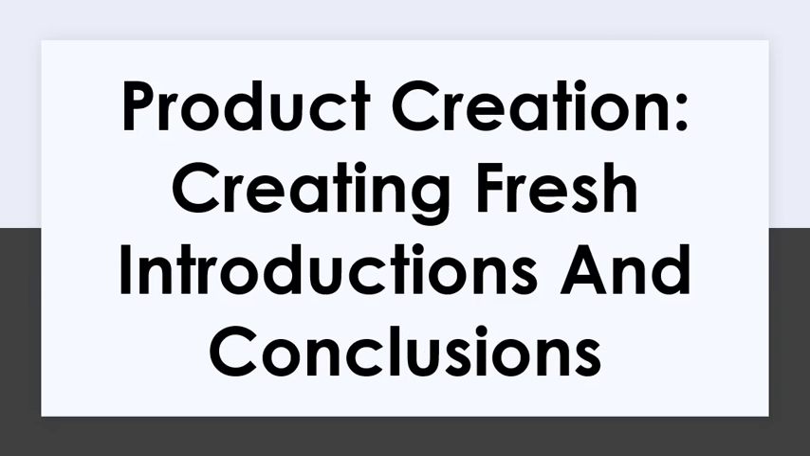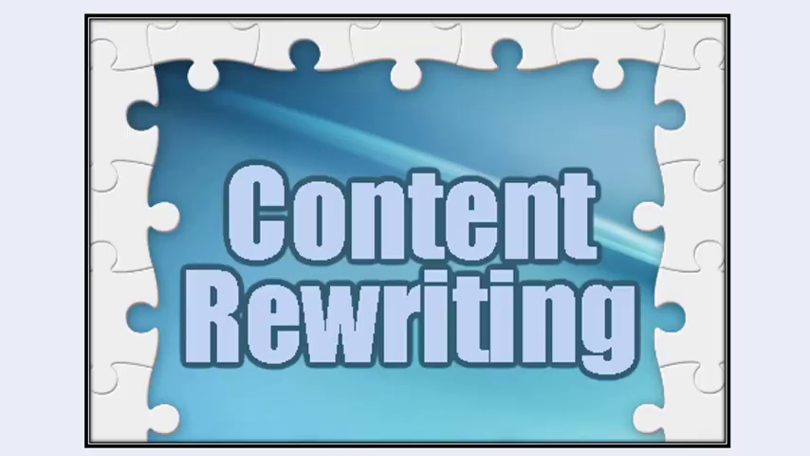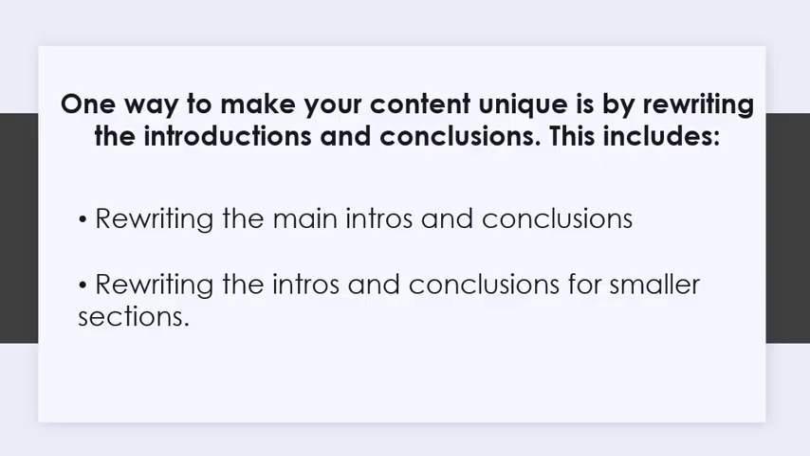Product creation, creating fresh introductions and conclusions. Now, one way to make your content unique is by rewriting the introductions and conclusions. And this includes rewriting the main intros and conclusions. Say, for example, if you have a PLR report, ebook or article, then you can rewrite the introduction and conclusion.